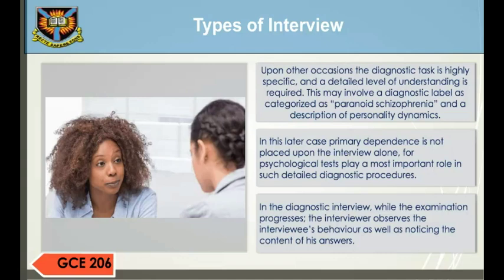This may involve a diagnostic label as categorized, such as paranoid schizophrenia, and a description of personality dynamics. In this latter case, primary dependence is not placed upon the interview alone, for psychological tests play a most important role in such detailed diagnostic procedures.